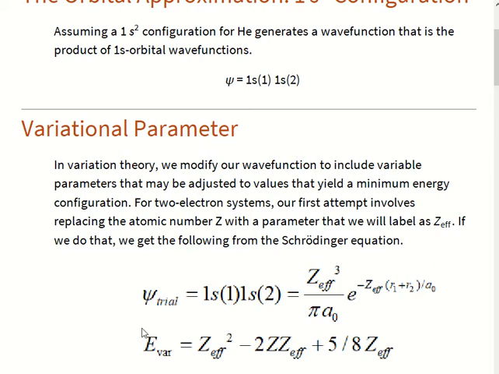Okay, so we take this wave function and plug it into the Schrodinger equation, and when we solve it, we get this equation here for the energy in terms of Z effective and the real atomic number Z. So this Z here without the subscript is actually the atomic number, which again for helium would be 2. But we can use this solution for any 2-electron system. So we could use it for lithium plus, for example.